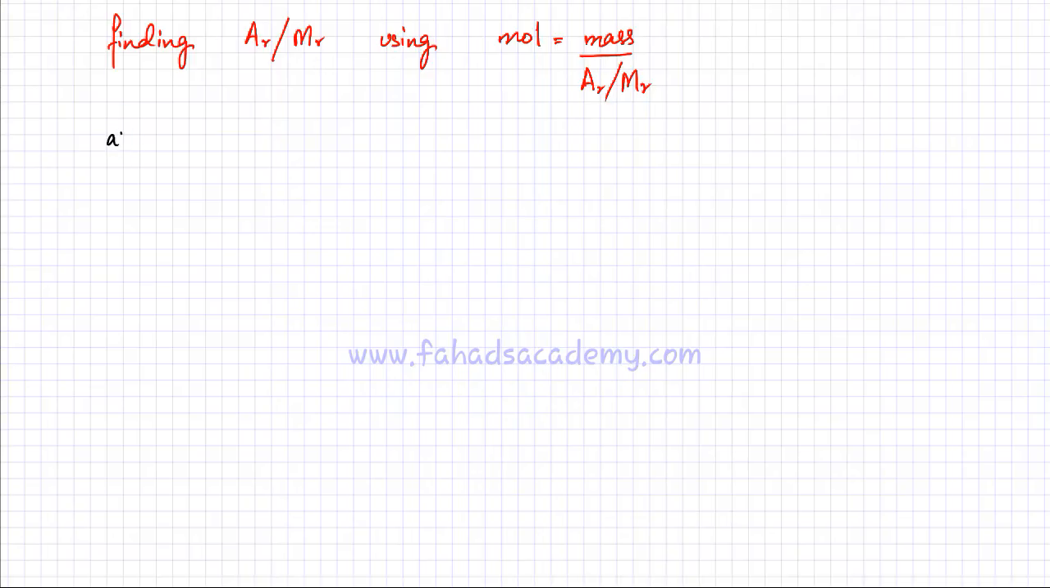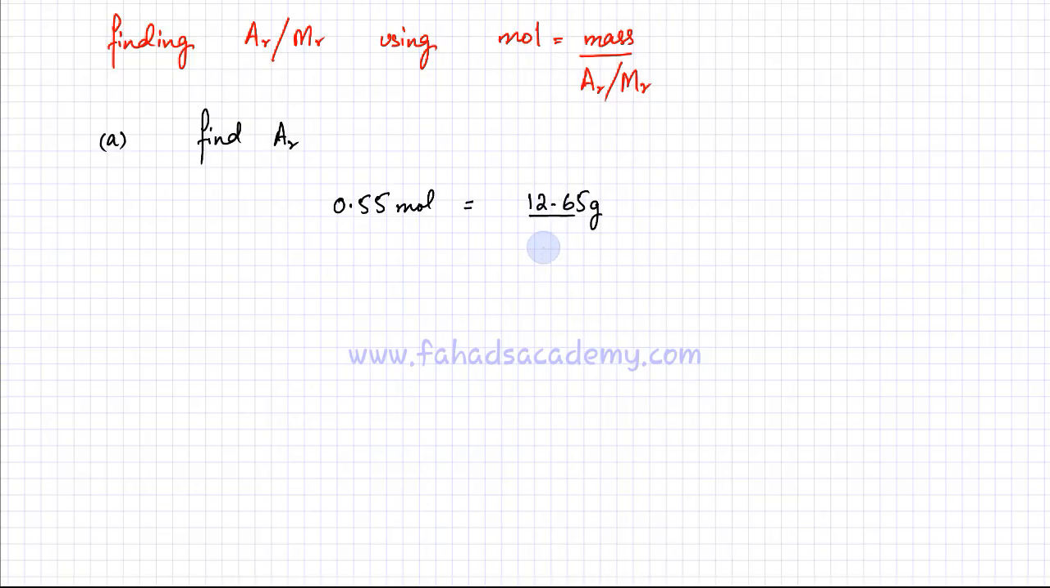So let's do the first question. I want to find an AR of a substance, and I need to identify the substance as well. So let's say I have 0.55 moles of that substance. So my moles would be 0.55, and the question has stated the mass as well, which comes out to be 12.65 grams. So what is unknown is that I have a substance whose moles is 0.55 and whose mass is 12.65 grams, and the AR is unknown.